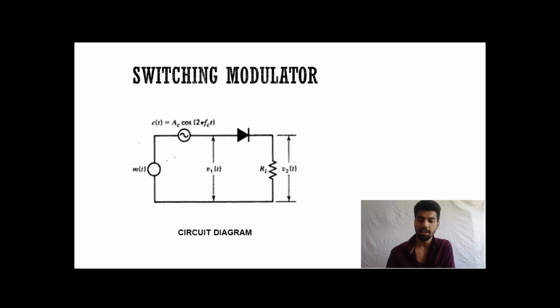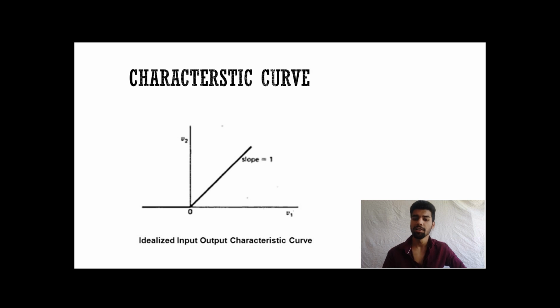By this circuit, as we saw in the square law diode modulator, it also generates an output waveform that is AM modulated with full carrier, DSBFC. The characteristic of this, you can see the diagram, slope is 1. It is an idealized characteristic curve.